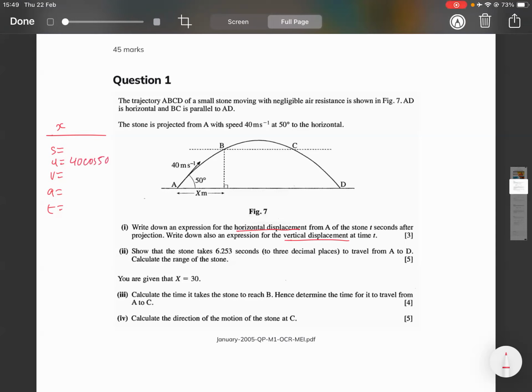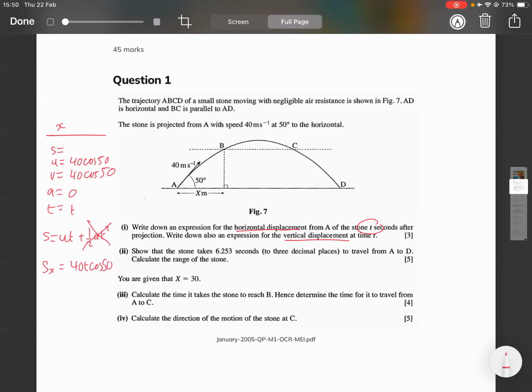You should know that acceleration is 0 horizontally. So the final velocity would never be any different to the initial velocity. And T is just T because it's the general equation at T. So S equals UT plus a half AT squared. I picked that because that's the equation without V. But in horizontal, you can also just remember that speed equals distance divided by time, so distance equals speed times time. So S equals 40 cos 50 times T, 40T cos 50.